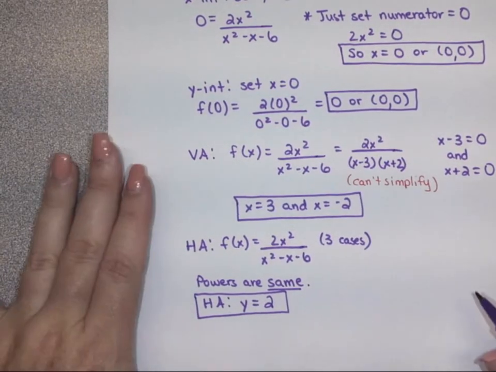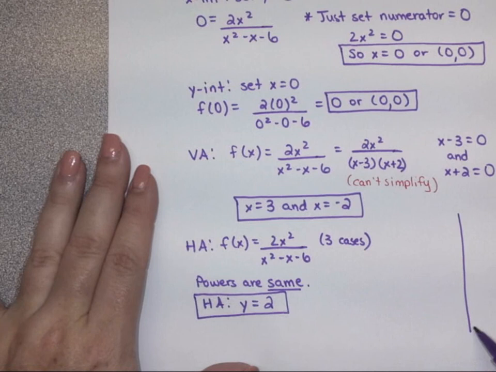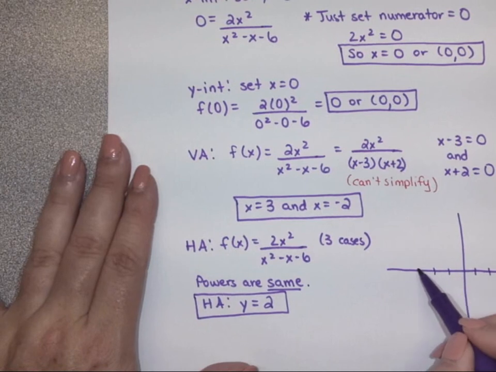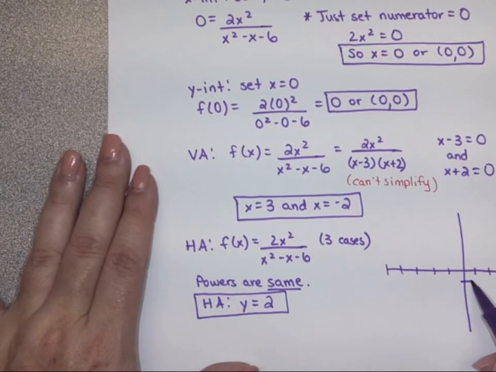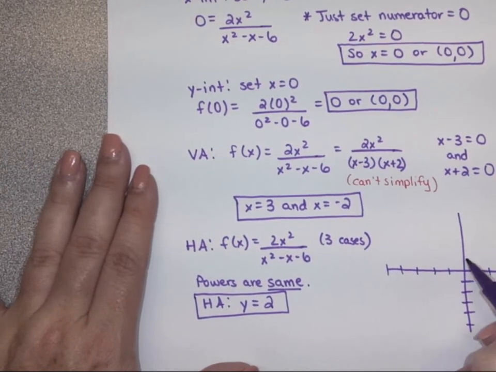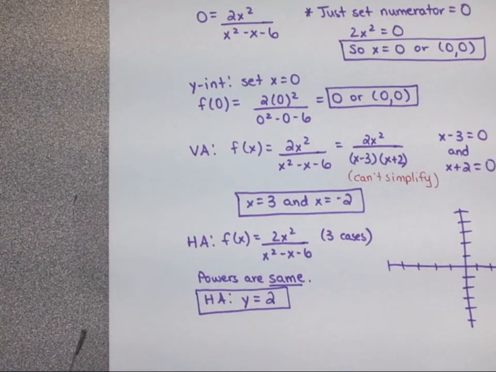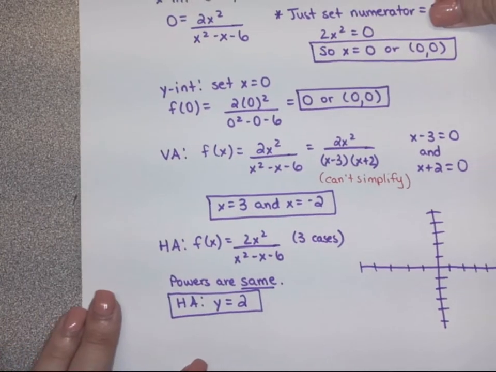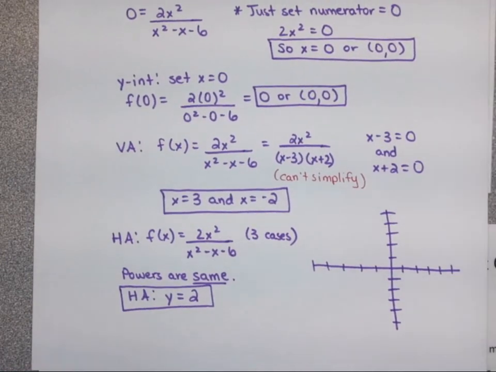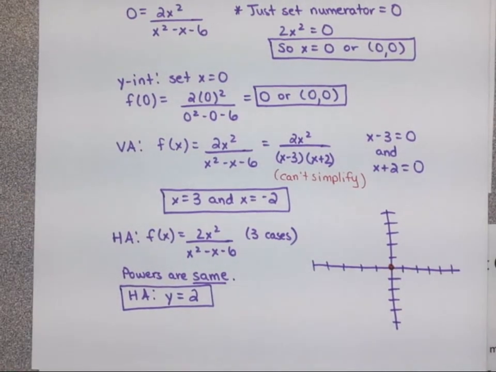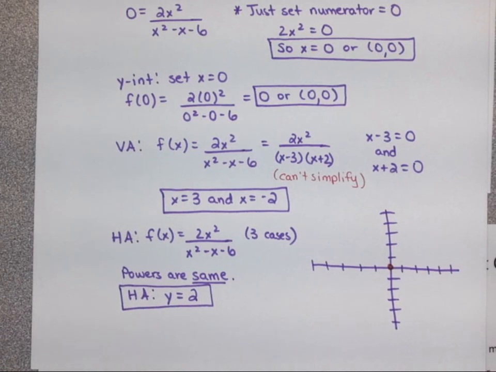Okay, so let's see if we can put all of this together in a graph. So I'm going to go out 5 in every direction. If that's not enough, then we'll extend it later. Let me slide that over. Sorry about that. Okay, so I know that it crosses the x and y axis at 0, 0, so I'm going to put a pretty distinct point there.